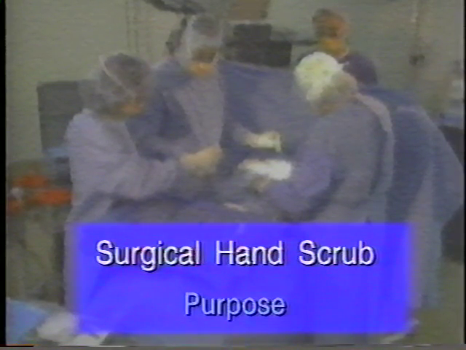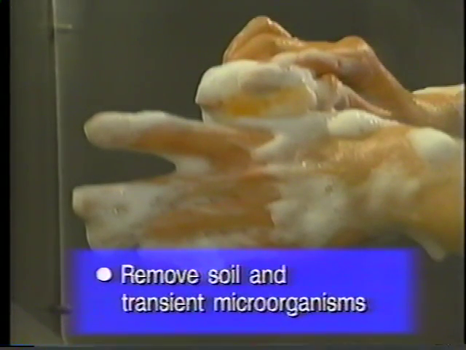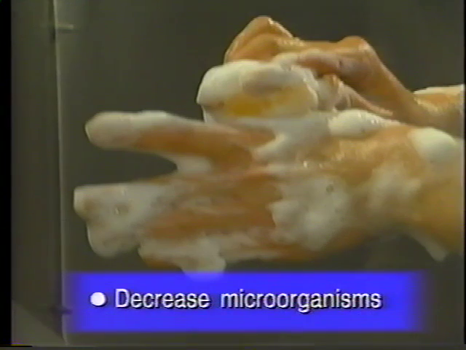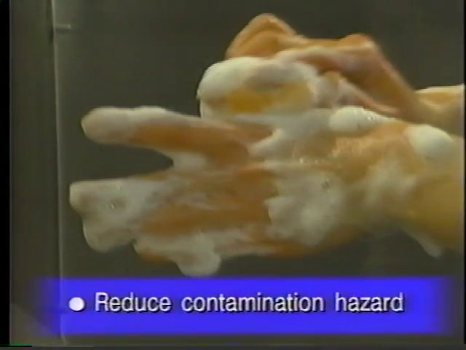The purpose of the surgical hand scrub is to remove soil, debris, natural skin oils, hand lotions, and transient microorganisms from hands and forearms. Decrease the microorganism count on the skin. Suppress growth of the microorganism population during surgery. And reduce the hazard of microbial contamination by skin flora in the surgical site.